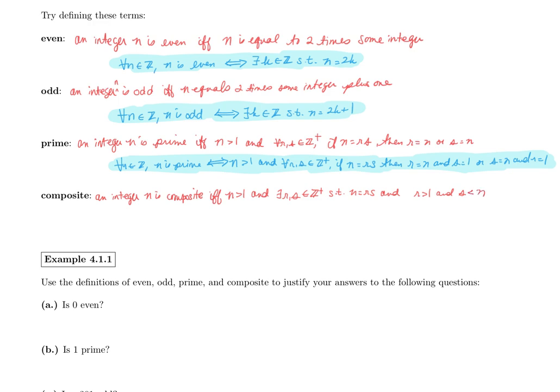So our official definition here, our formal one, would say, for all n in Z, n is composite if and only if n is greater than 1 and there exists some r and s in the set of positive integers such that n equals rs and r is greater than 1 and s is less than n.